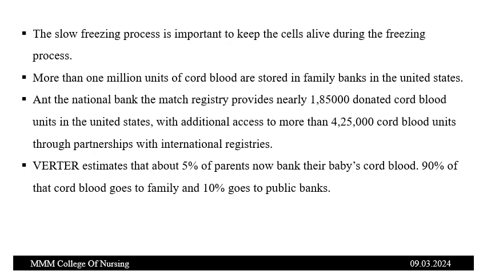More than 1 million units of cord blood are stored in family banks in the United States. And the National Marrow Donor Program registry provides nearly 185,000 donated cord blood units in the United States, with additional access to more than 425,000 cord blood units through partnership with international registries. It is estimated that about 5% of parents now bank their baby's cord blood. 90% of the cord blood goes to family and 10% goes to public banks.